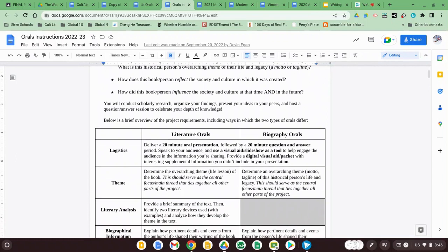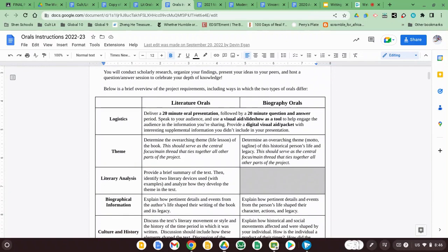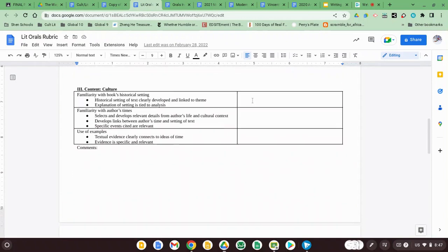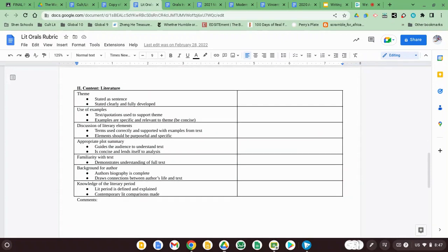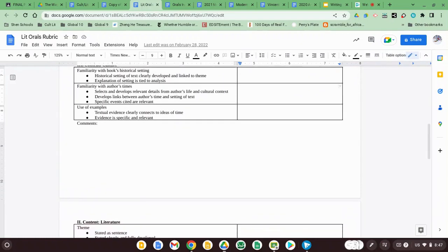They have to present for 20 minutes. Obviously, if it's a little shorter or a little longer, we don't find too much fault. They have to pick a theme that ties everything together, and their whole presentation really is based on that theme. So for example, if they have a piece of literature, they choose a theme and then they have to tie the plot summary, their lit elements, a little bit of the background for the author, maybe knowledge of their lit period, and then also knowledge of the historical period into that theme. So these are the content pieces that they're graded on.